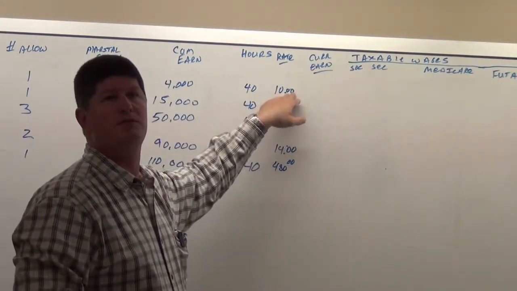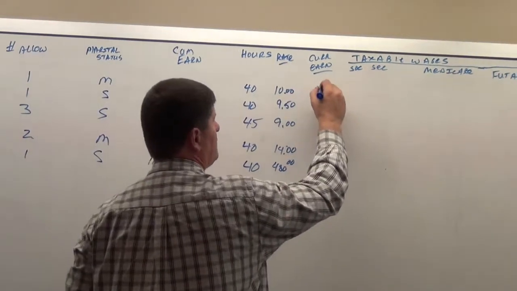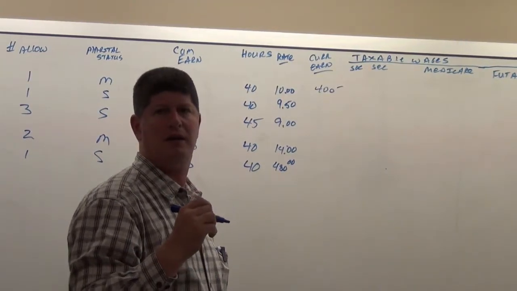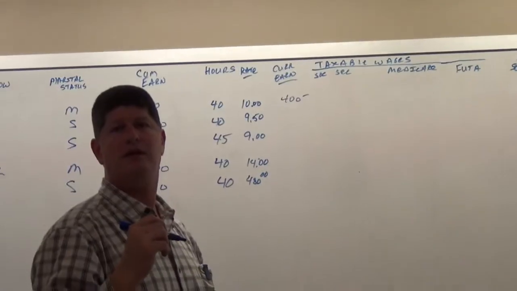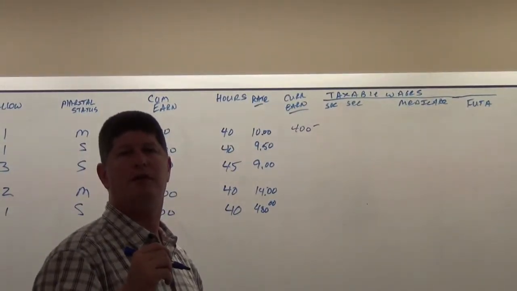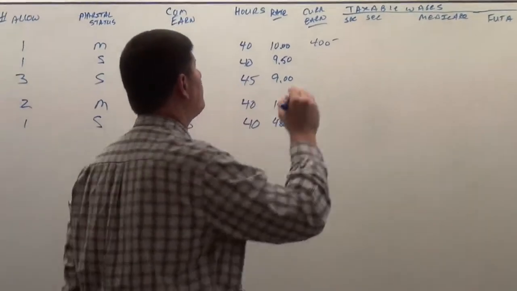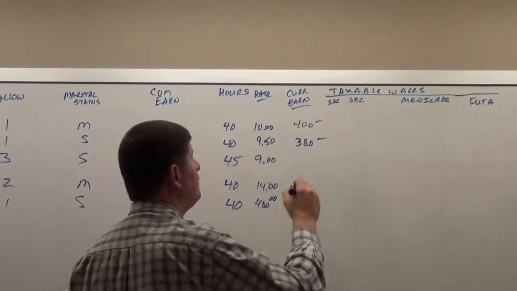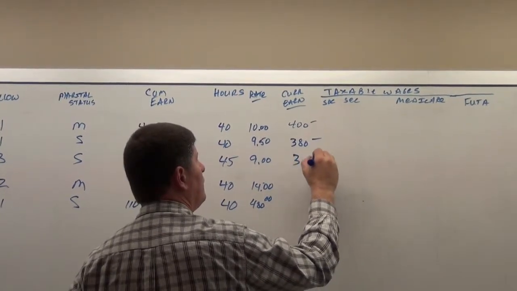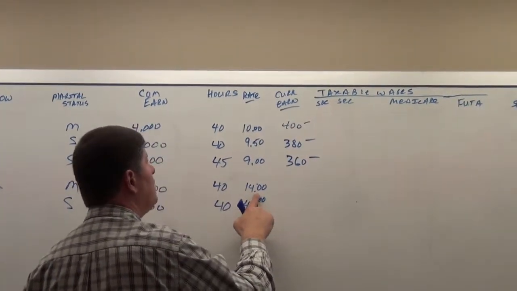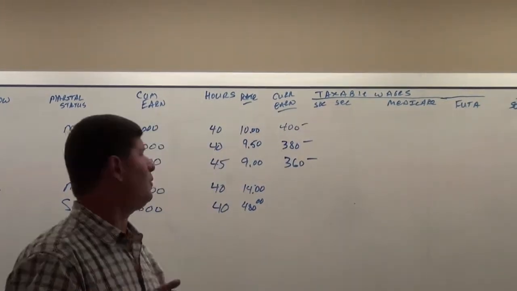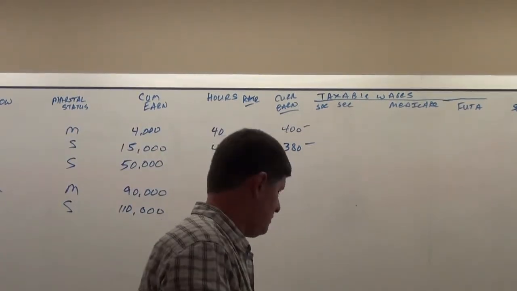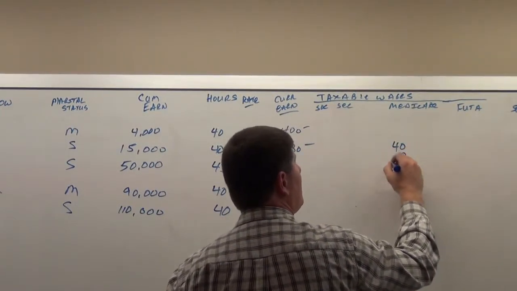So 40 times 10 is 400, yes. 40 times 9.50, somebody with a calculator? $380. 45 times 9? 40 times... we've just made a boo-boo. I said 40 and it's 45. So how do we... 40 times 9 is 360. Okay, it's 40 times 9 is 360.